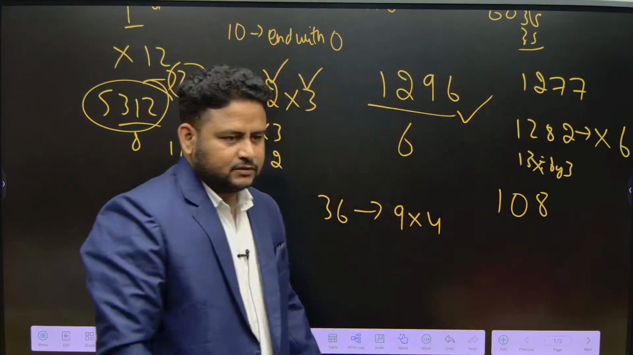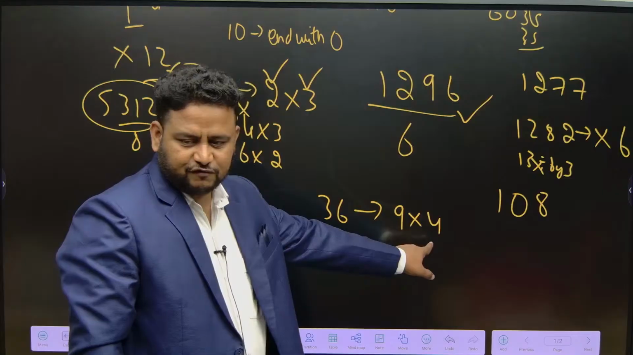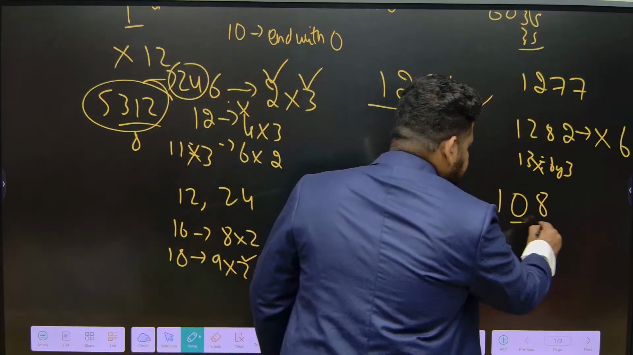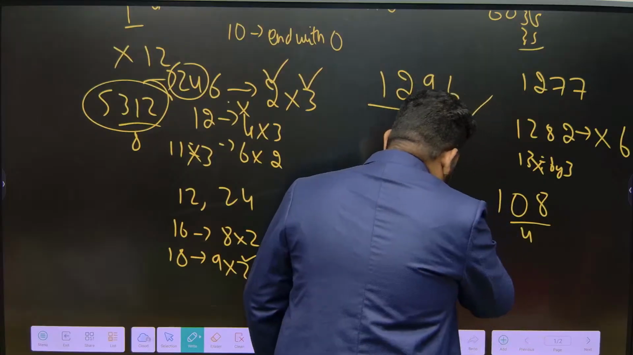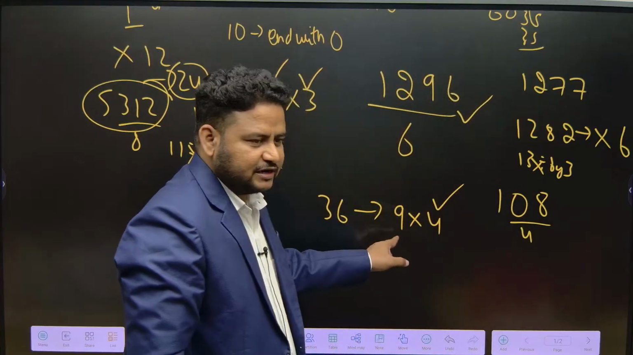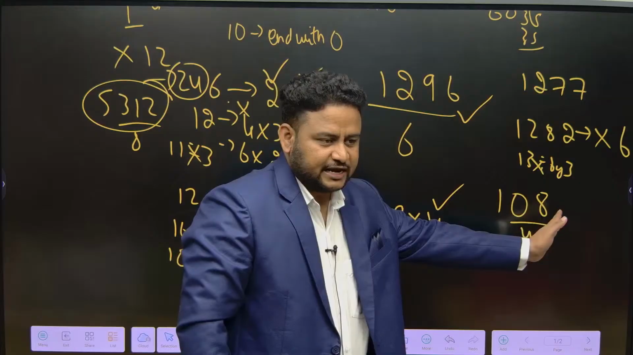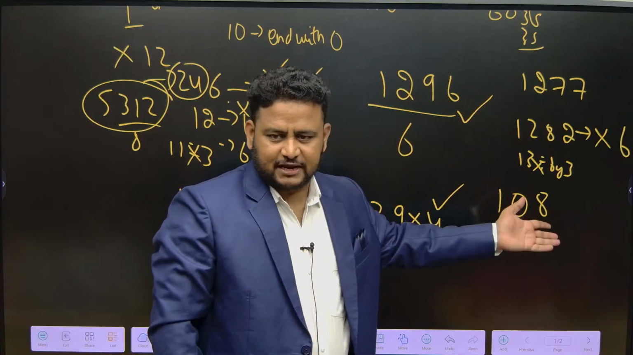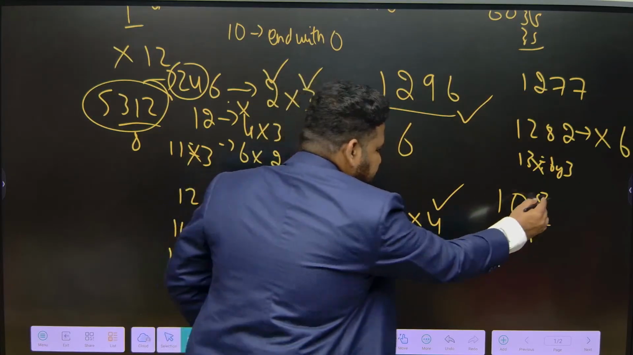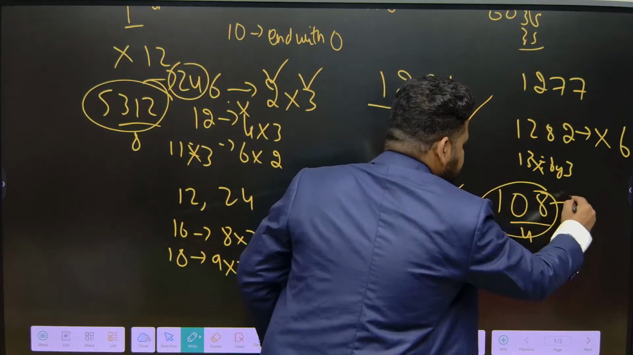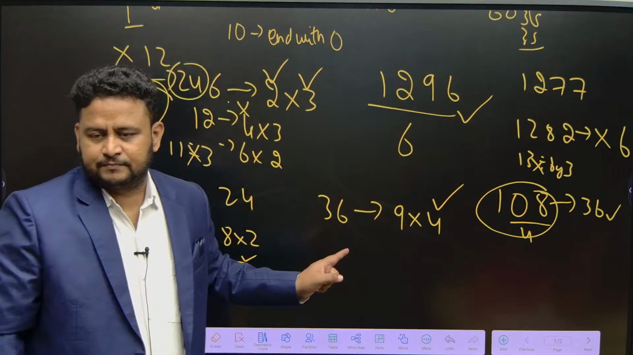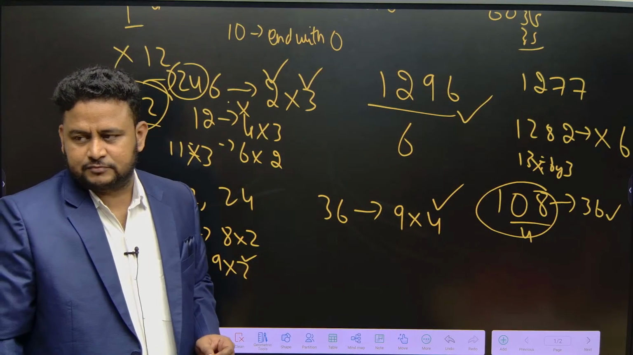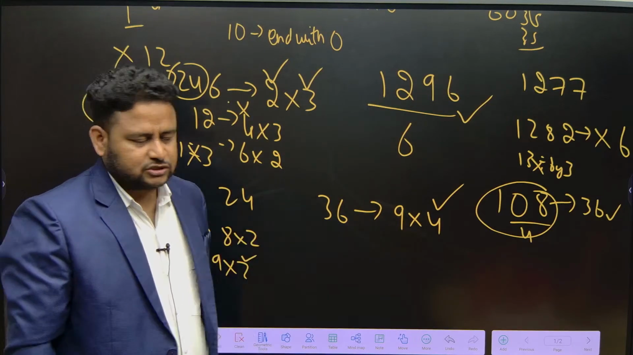So for 36, suppose I write 108. First I should check for 4. The last two digits are 08. So 8 is divisible by 4, so it satisfies this condition. To check for 9, the sum of the digits is 9, and 9 is definitely divisible by 9. So this entire number is divisible by 9 also, and by 4 also. So it is divisible by 36. Understood? 36 times 3 is 108. Clear? Suppose I give 144.